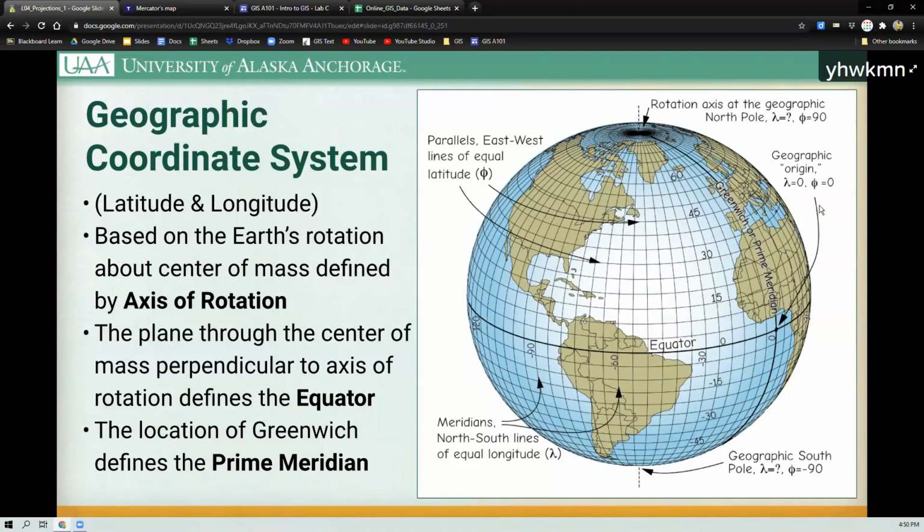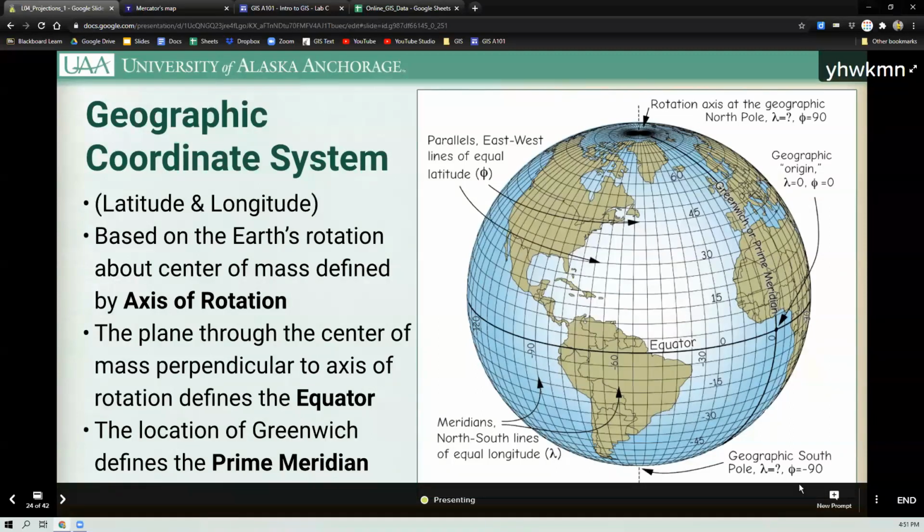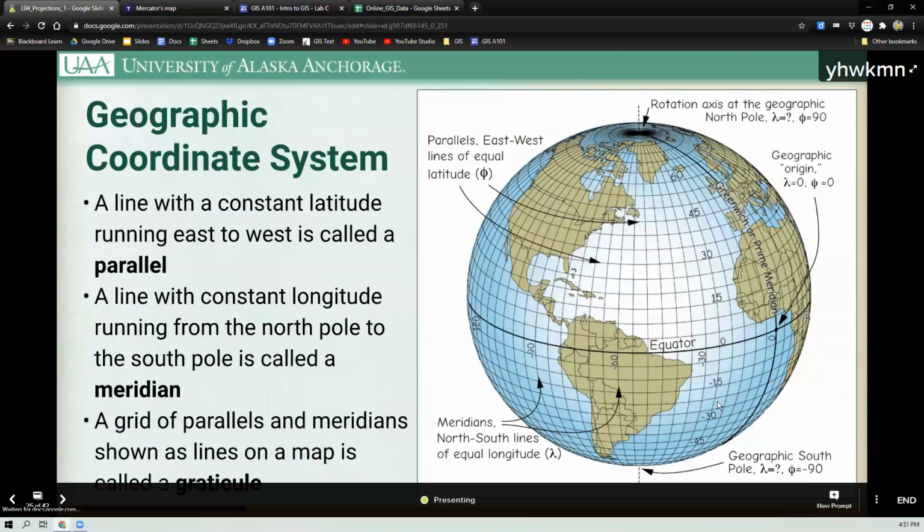And then formed by this designated equator, which is a perpendicular plane through that rotational axis. And then an arbitrary plane chosen to run through the Greenwich Observatory originally. Funny fact though, it no longer does. So along with those major axes and planes, we have the minor increments of that.